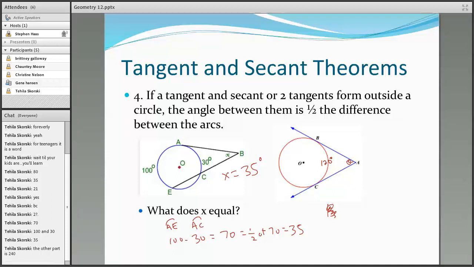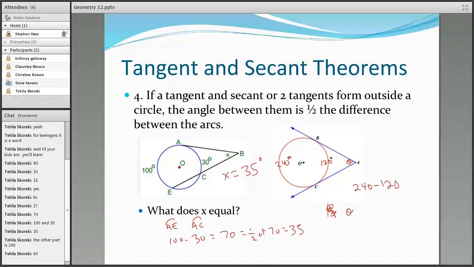Right, exactly. The big arc BC, the one going around the left side, has to be 240 because, remember, a whole circle has an arc of 360 altogether. So the difference between the big arc and the small arc is 240 minus 120. And theta is 1/2 the difference. So in this case, it's 1/2 of 120, and so of course that means theta equals 60 degrees. Same rule as we discussed before a few minutes ago.